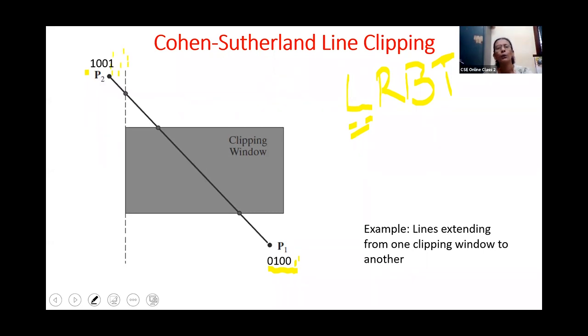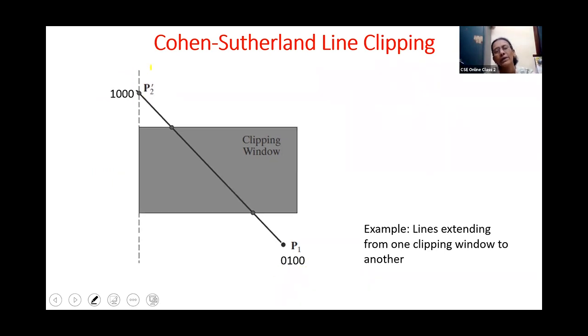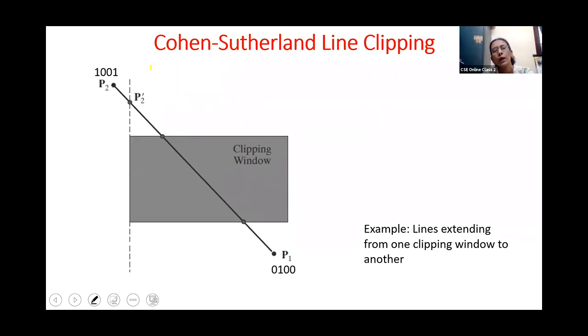So I find the point of intersection of the line with the left boundary. Since the bit is 1, that means this point is lying to the left of the left boundary, so I truncate this line up to the left boundary. Say that point is P2 dash. Now I will consider the line from P1 to P2 dash only, and clip out the rest. Is this clear?